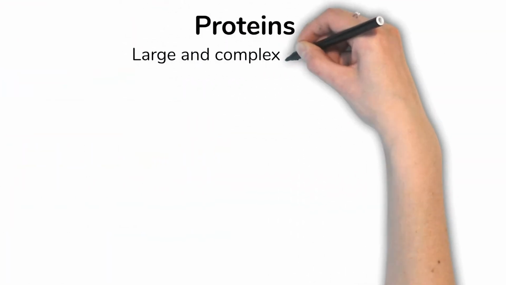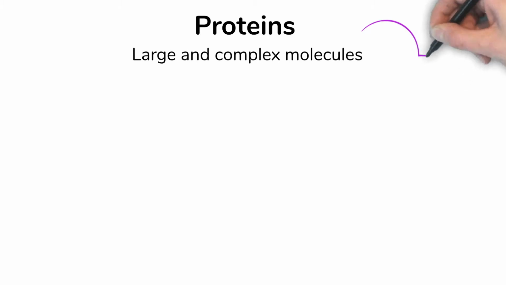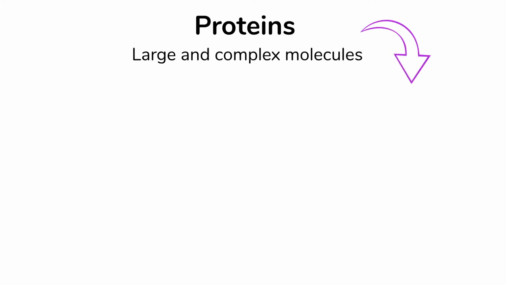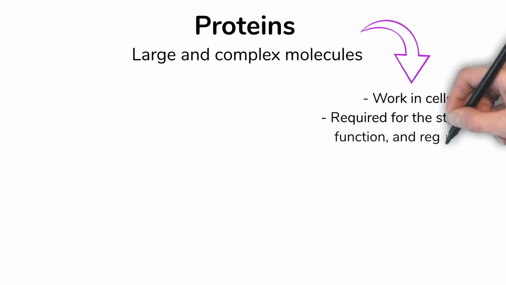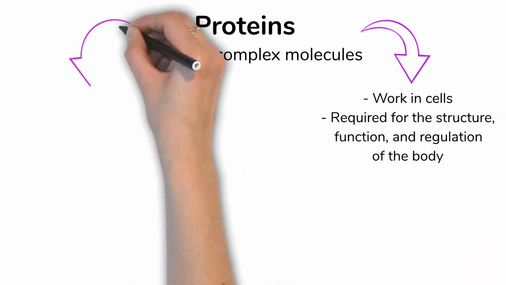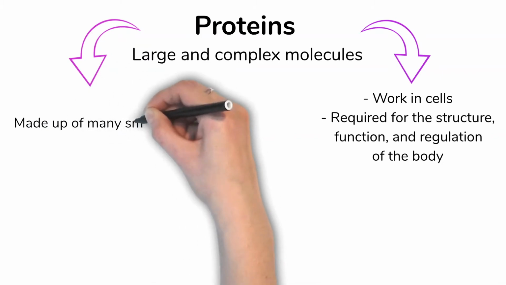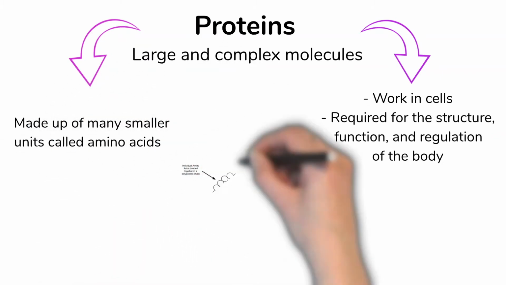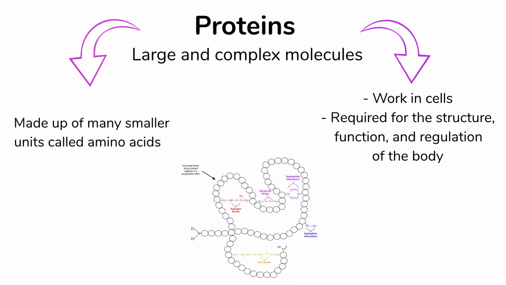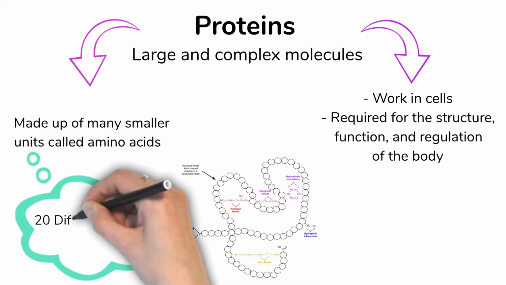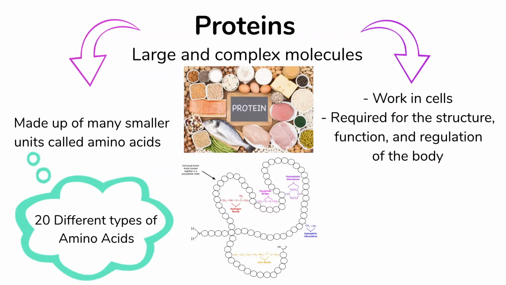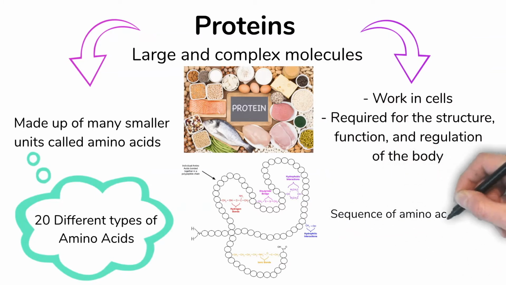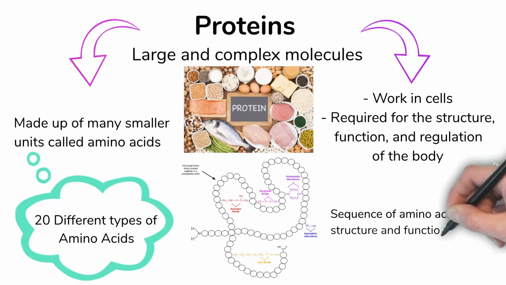Proteins are large, complex molecules that can play many critical roles in the body. They do most of the work in cells and are required for the structure, function, and regulation of the body's tissues and organs. Proteins are made up of hundreds or thousands of smaller units called amino acids, which are attached to one another in long chains. There are 20 different types of amino acids that can be combined to make a protein. The sequence of amino acids determines each protein's unique three-dimensional structure and its specific function.